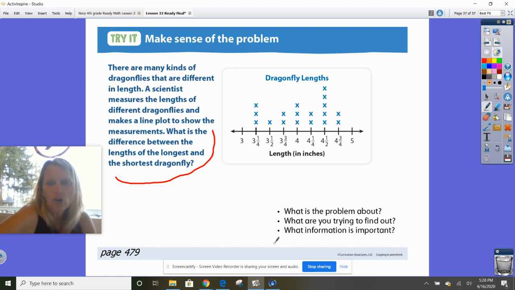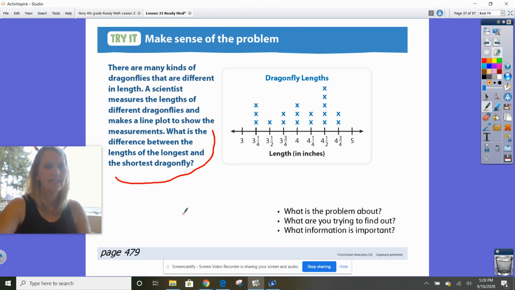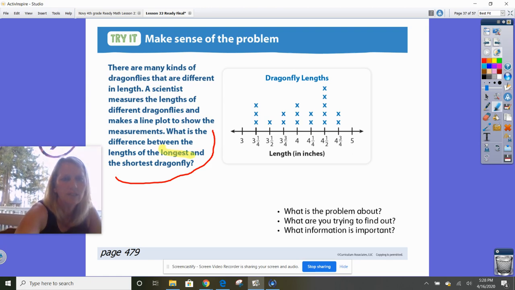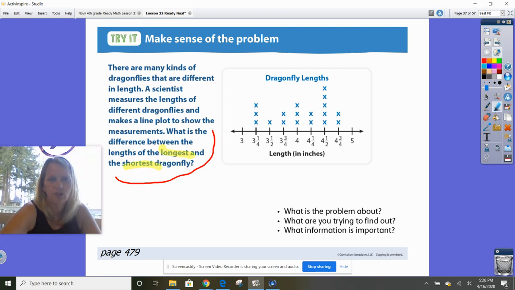Okay. Third read, what information is important? There are many kinds of dragonflies that are different in length. A scientist measures the lengths of the different dragonflies and makes a line plot to show the measurements. What is the difference between the lengths of the longest and the shortest dragonfly? So what information is important? We've got to know the longest, and we've got to know the shortest.